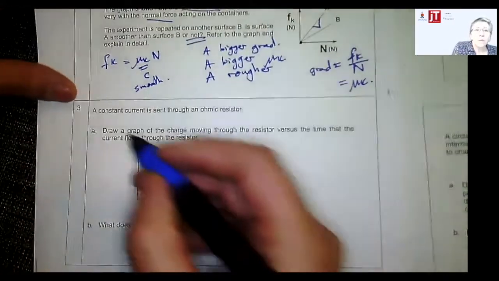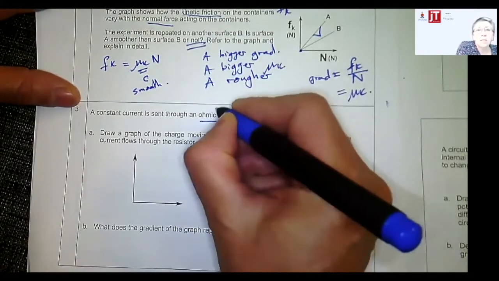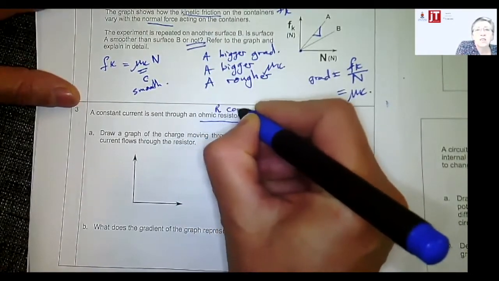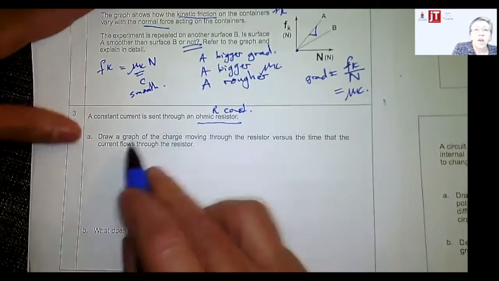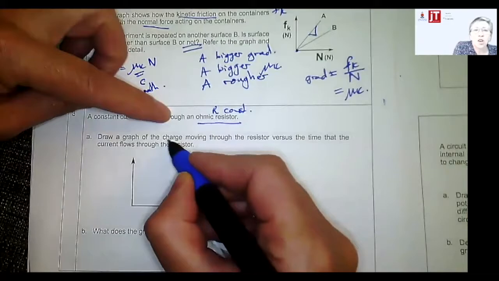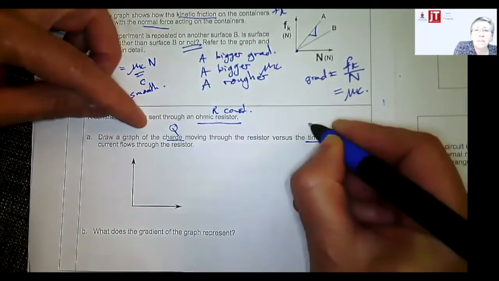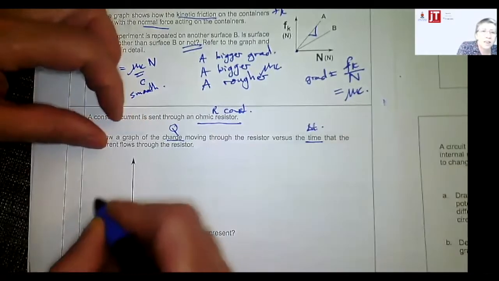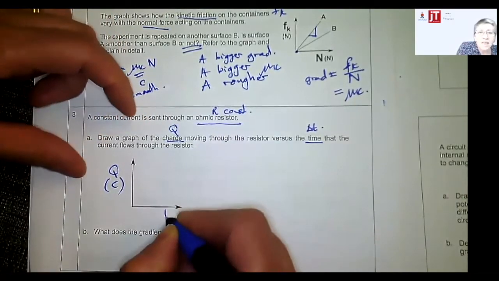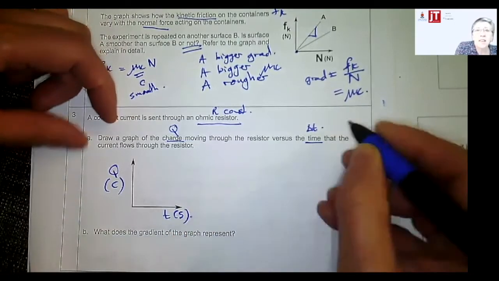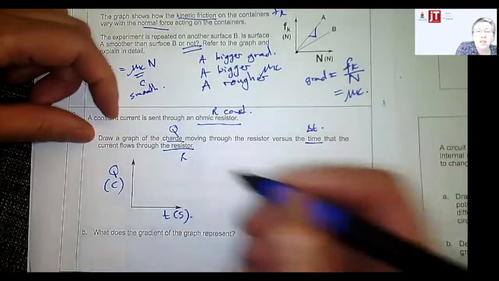Right, moving on. A constant current is sent through an ohmic resistor. Ohmic just means the R is constant, right? It's not determined by the current flowing through it, right? Draw a graph of the charge, Q, moving through the resistor versus time, right? So you've got your T there. Q, charge, is measured in coulomb and time in seconds, right? That is the current flowing through the resistor. So R is a constant.